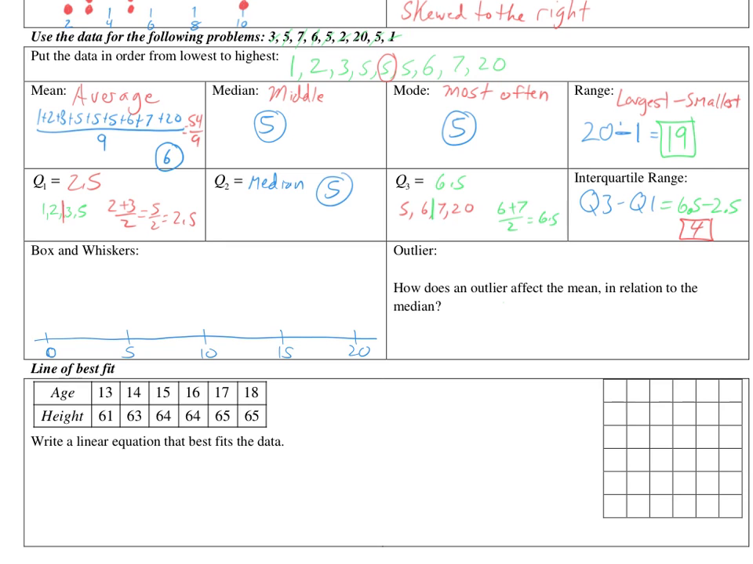I'm going to put my important data. I'm going to start with my Q's. My Q1, my Q2, my Q3. So I'm going to put my Q1. What was my Q1? It was 2.5. So 2.5 is right about there. Are we okay with that?